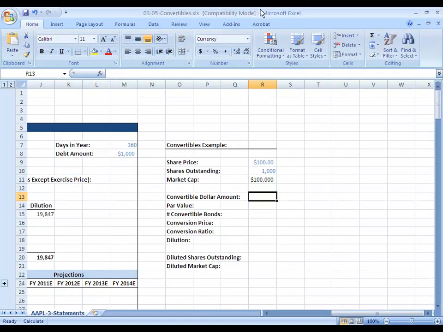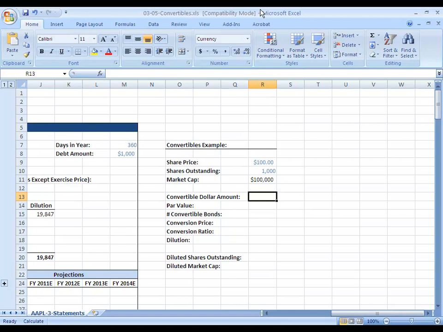In this lesson, we're going to go over another concept related to dilutive securities and figuring out what a company's true worth is by looking at both its basic equity value and then its diluted equity value. Diluted equity value refers to its market cap when you take into account the potential for new shares being created from securities like options and convertibles.